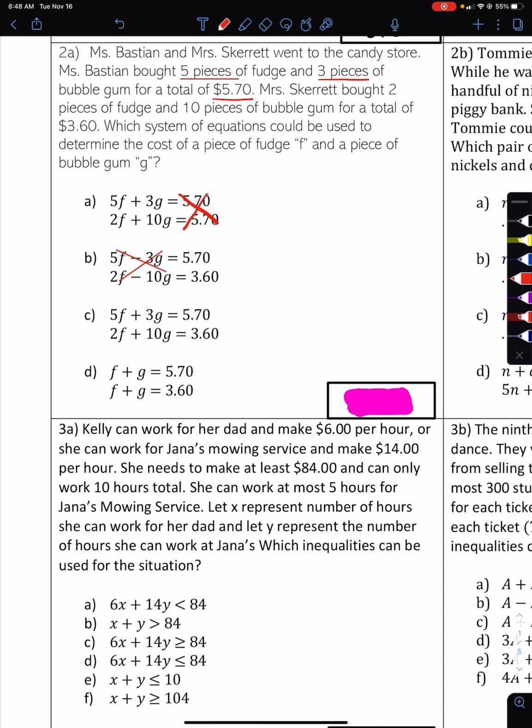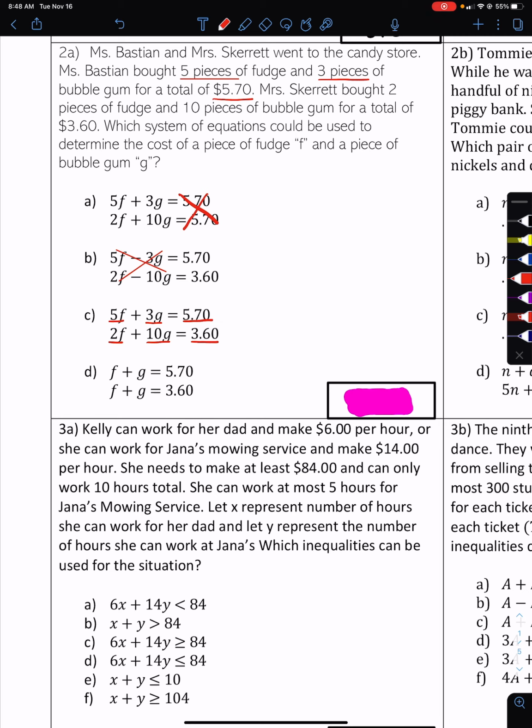Again, Miss Bastian bought 5 pieces of fudge and 3 pieces of bubble gum, and she spent 570. So that part's correct. I would have bought 2 pieces of fudge, 10 pieces of bubble gum, and I spent 360. Okay. So that's definitely a contender.